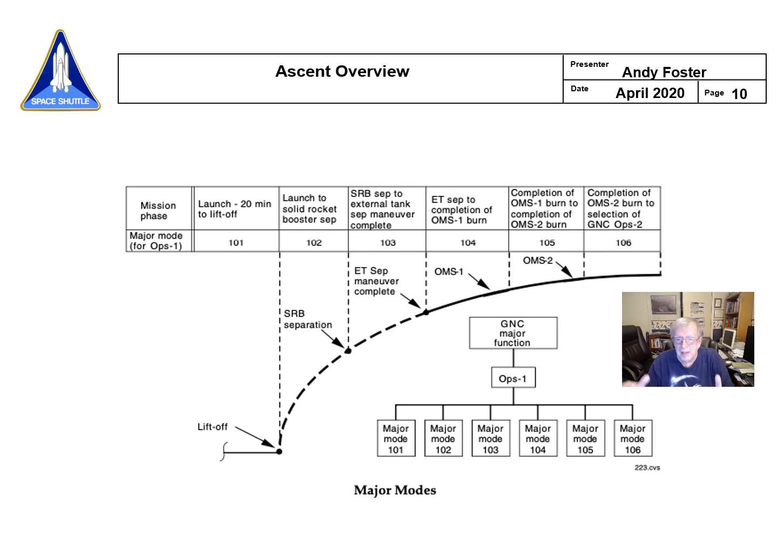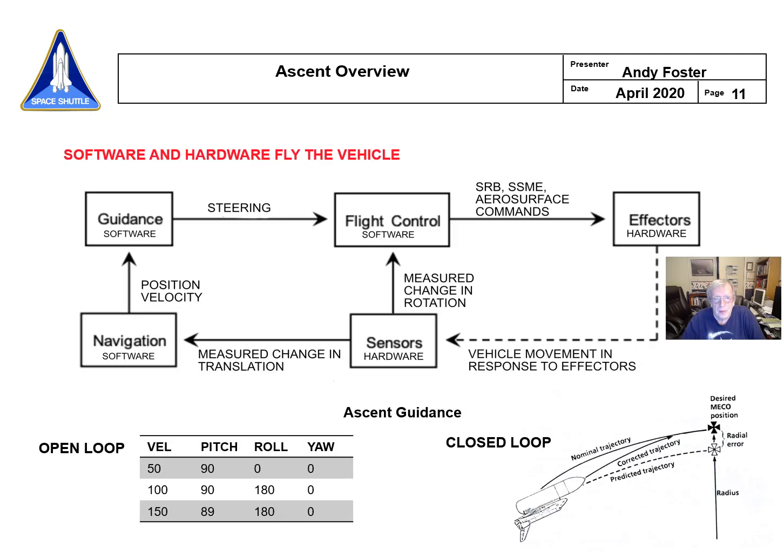And then in 105, if you needed an OMS 2, and you just about always needed an OMS 2, in fact, you always needed an OMS 2, but you didn't always need an OMS 1. You do that in major mode 105, and then when you got done with that burn, there was a mode called 106, and really 106 was post-insertion burn mode. It was just to get the orbiter ready for orbit ops, and then go into ops 2, if you remember, which was the orbit software. These are the major modes.